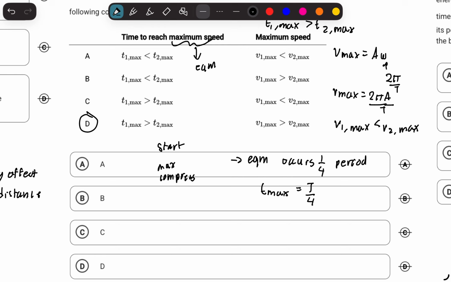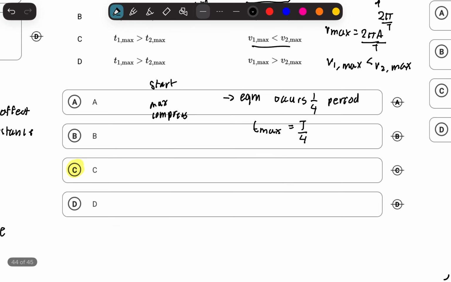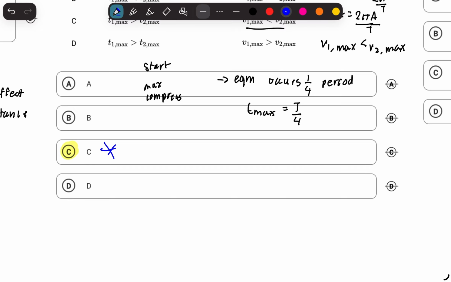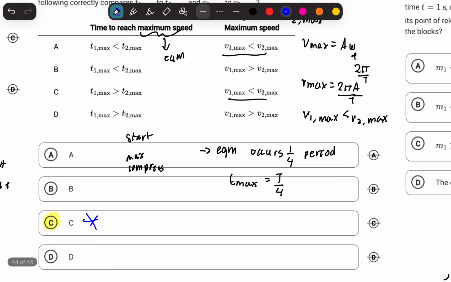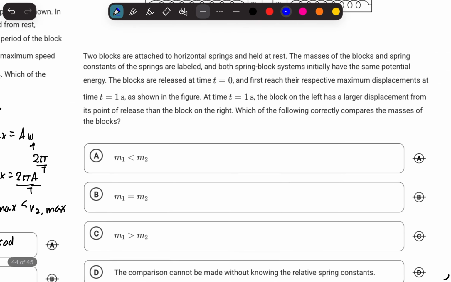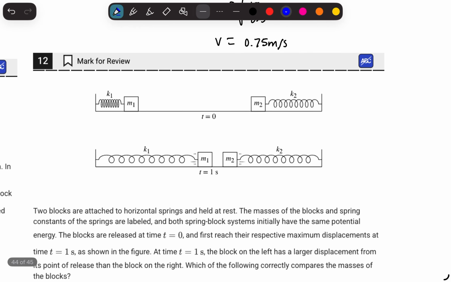Or hold on. Which one is this match? V1, V2 is greater. So, let's see here. That would be C. Let's just start this. So now for this next problem, we have 12.